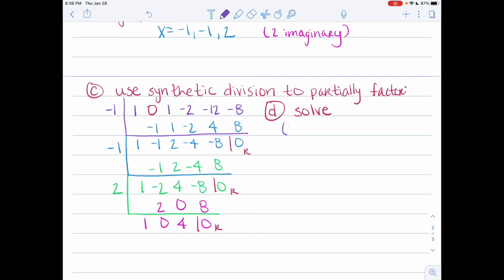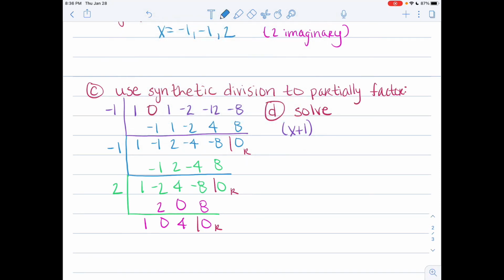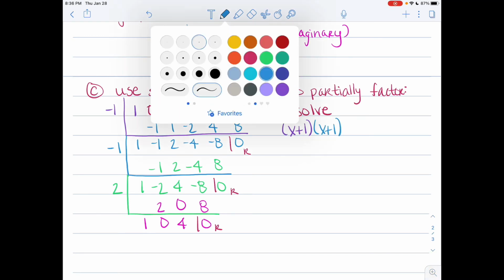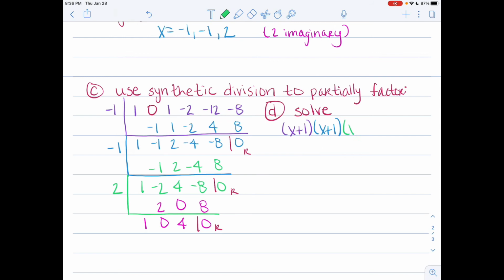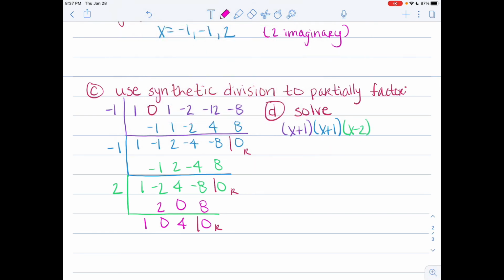So I'm going to say x plus 1, because remember it's the opposite of the k value or the solution, another x plus 1, and then I have an x minus 2, and then finally what I have left over as my polynomial, well, let's see, constant x and x squared, so I'm going to have x squared plus 4, and that's going to equal 0.